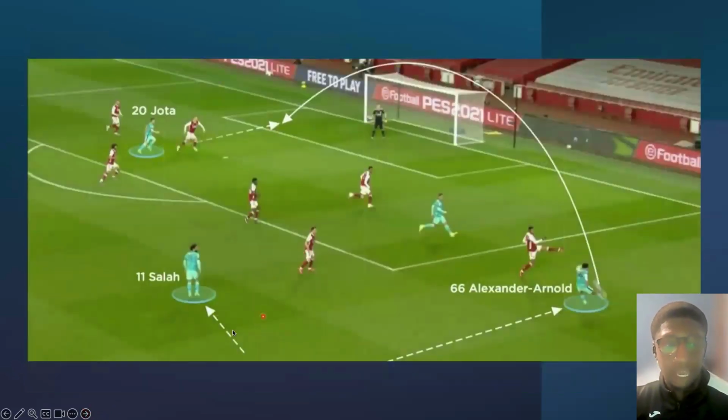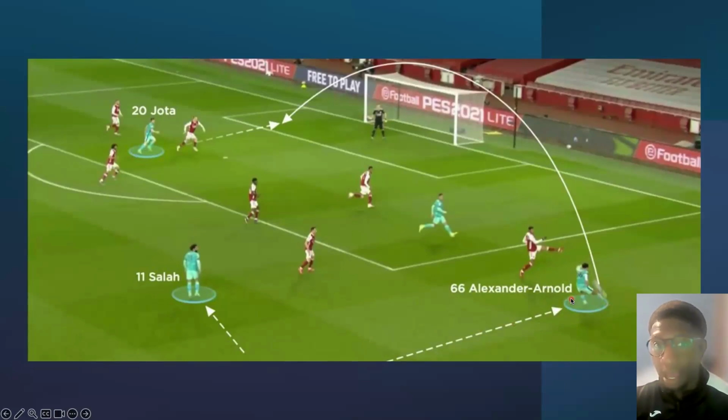So just some examples here. If we look at this screenshot, we have Trent Alexander-Arnold. He's predominantly now in that attacking wing back position. You look at him on the ball looking to cross into the box with Jota. So as a right back, you can see how high up the pitch he is in possession.